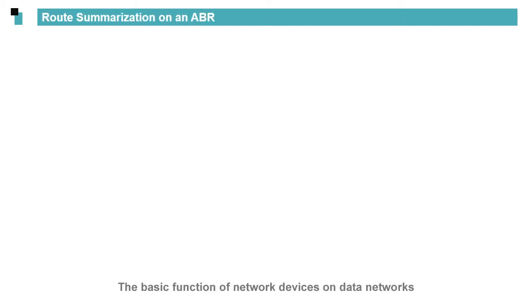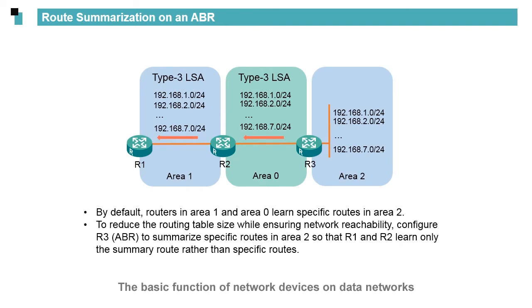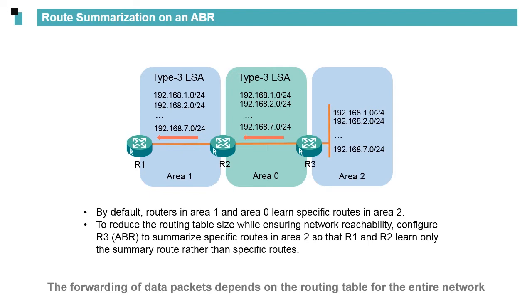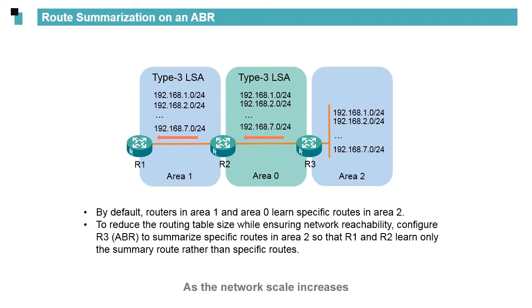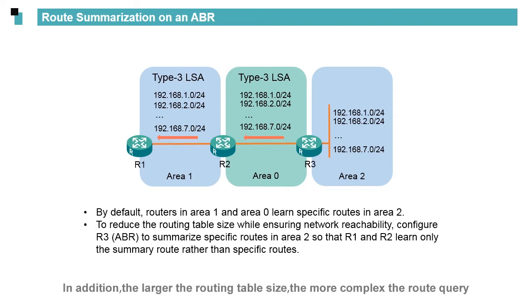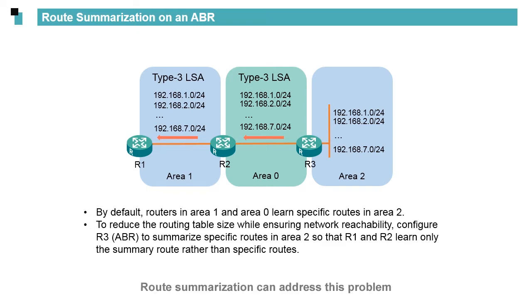The basic function of network devices on data networks is to forward data packets from the source to the destination. The forwarding of data packets depends on the routing table for the entire network. As the network scale increases, the size of the routing table also grows larger and larger, consuming more and more network device memory resources, which in turn affects the performance of network devices. In addition, the larger the routing table size, the more complex the route query. Route summarization can address this problem.